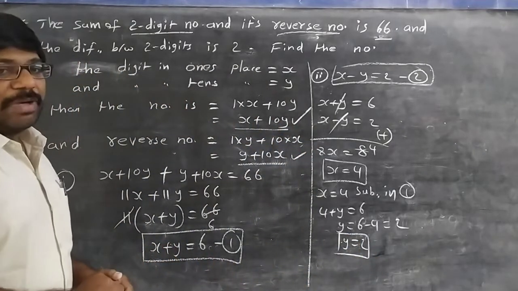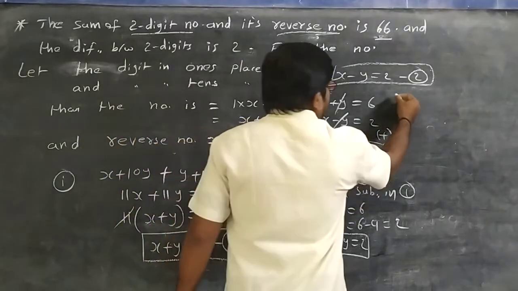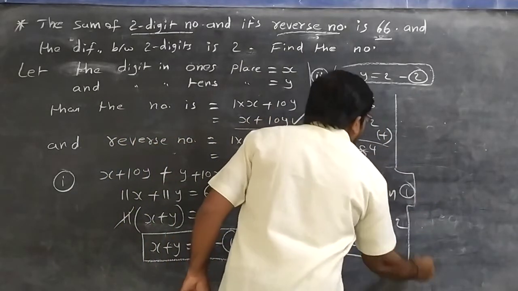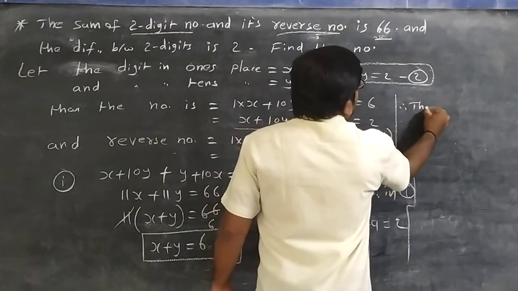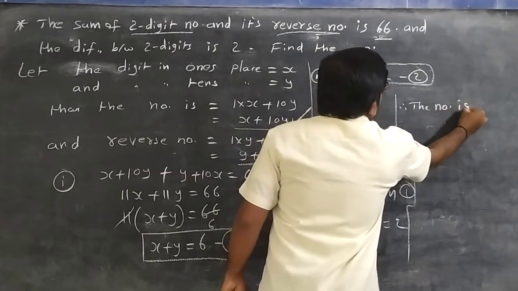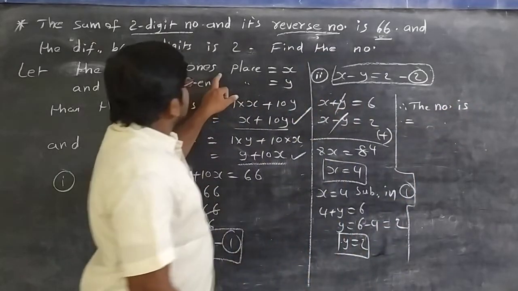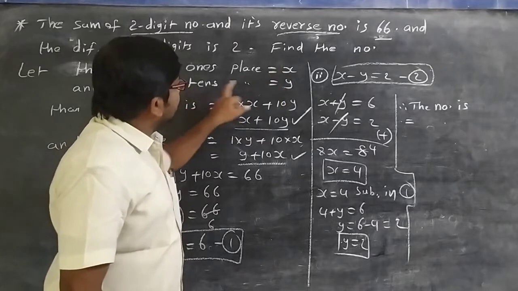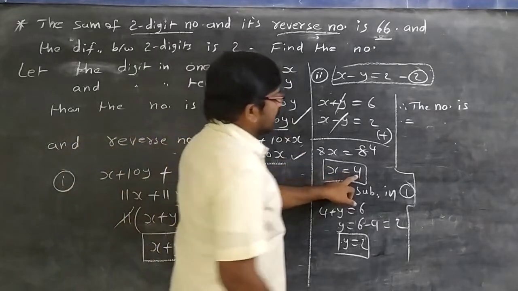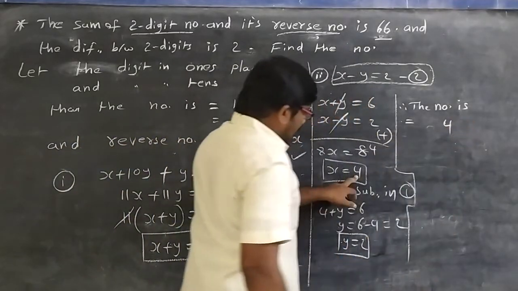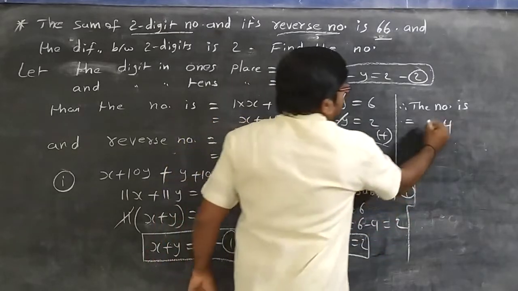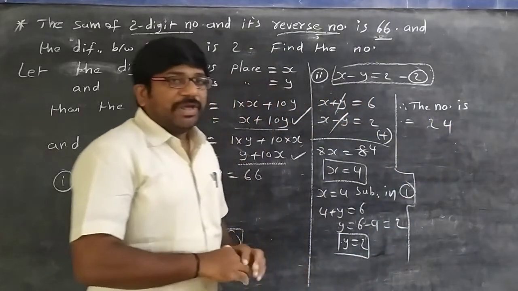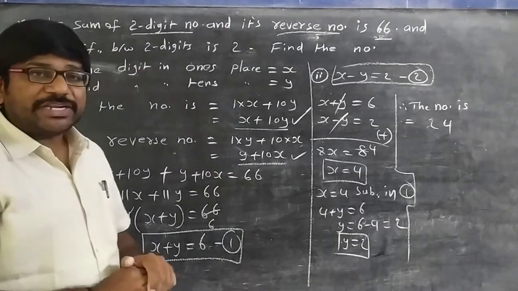So therefore the number is, come on, tell me. So ones place x, tens place y. Ones place x, that is 4, and tens place 2. 24. The number is 24, right?